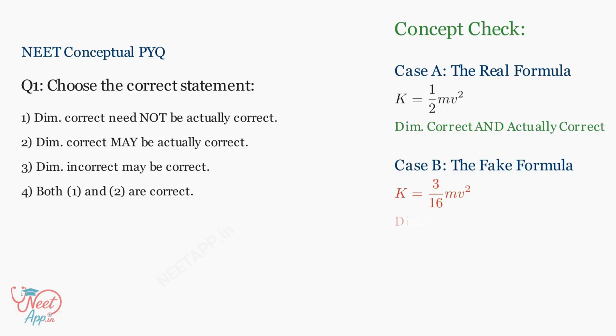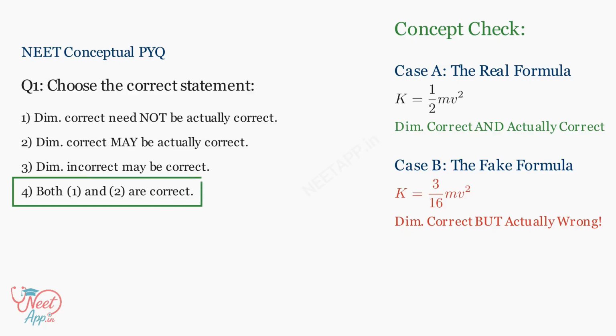But look at case B. What if I write K equals 3/16 mv squared? This equation is also dimensionally correct, but it is physically completely wrong. This proves statement 1. A dimensionally correct equation need not be actually correct. Because both statements 1 and 2 represent true physical limitations, option 4 is the correct answer. Secure those +4 marks. Moving to question 2.